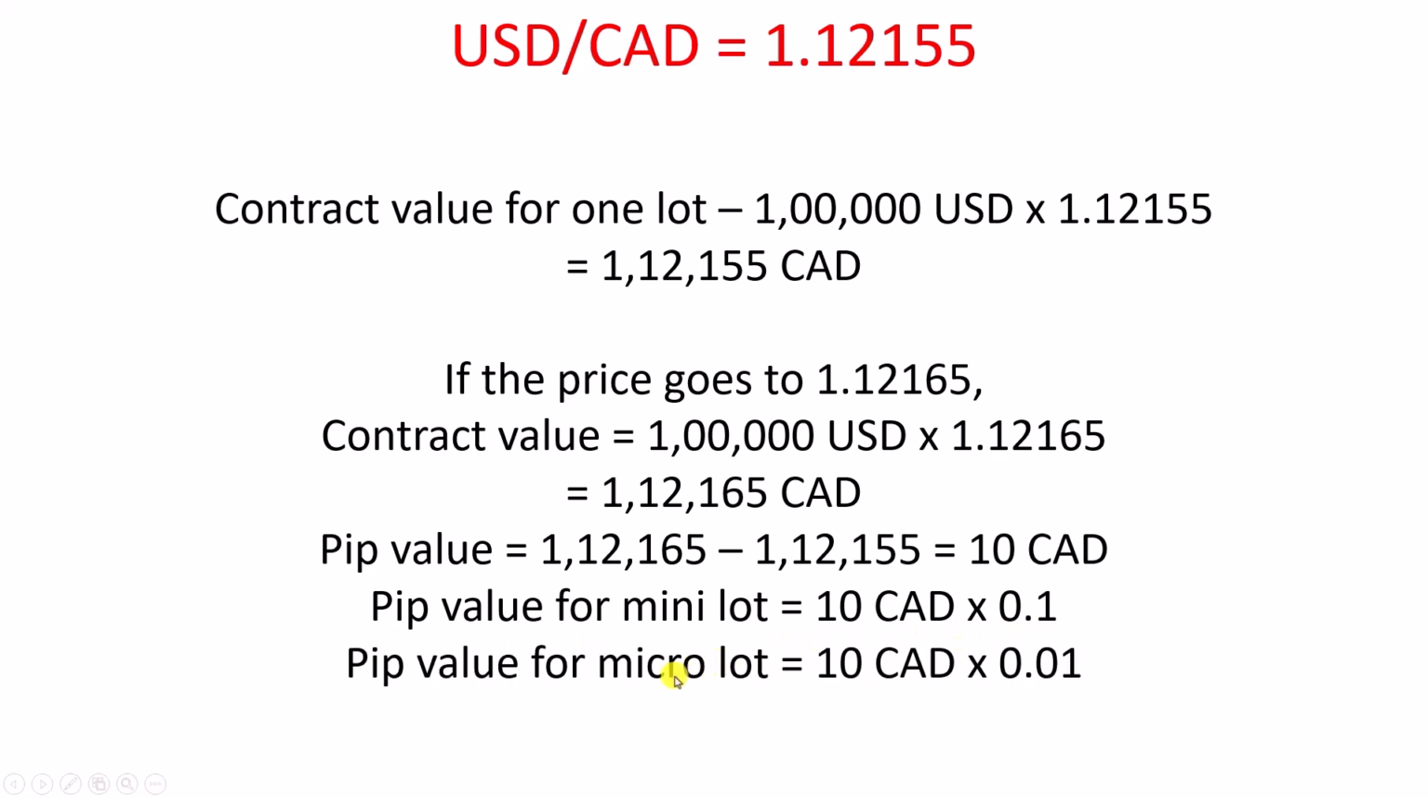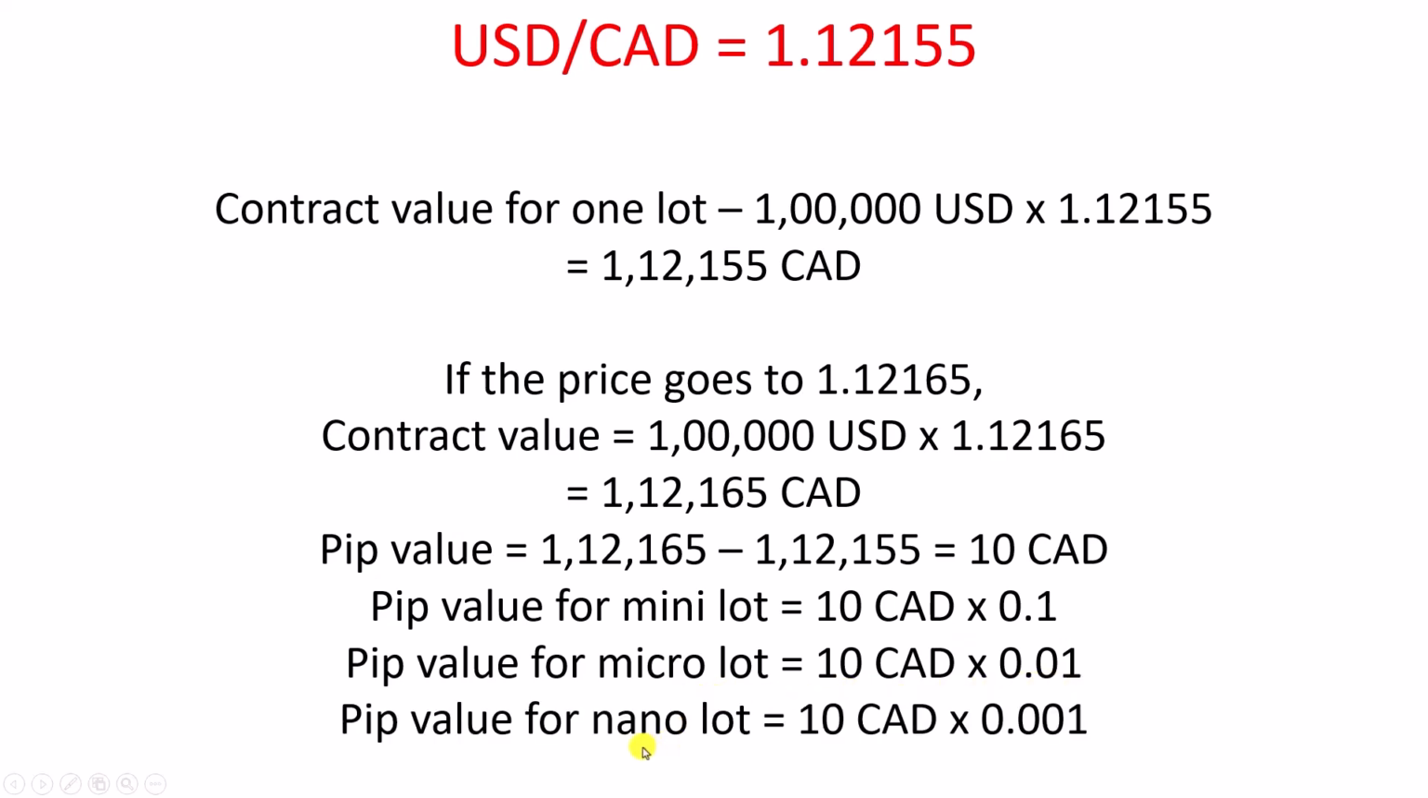If you had bought micro lot, then your profit would have been 10 into 0.01. And in the same way, if you had bought nano lot, your profit would have been 10 CAD into 0.001. So this is how we calculate pip value. Pip value is always represented in quote currency. I hope you have understood.